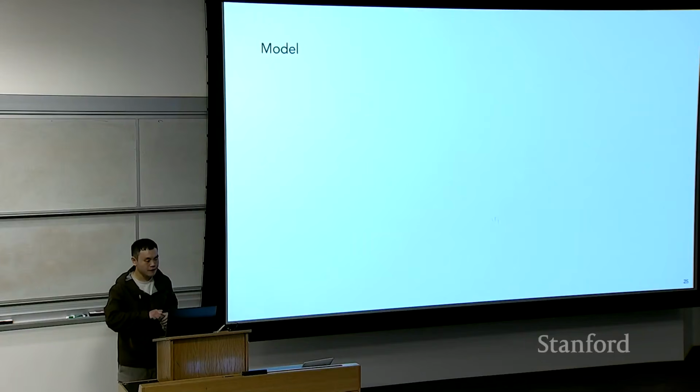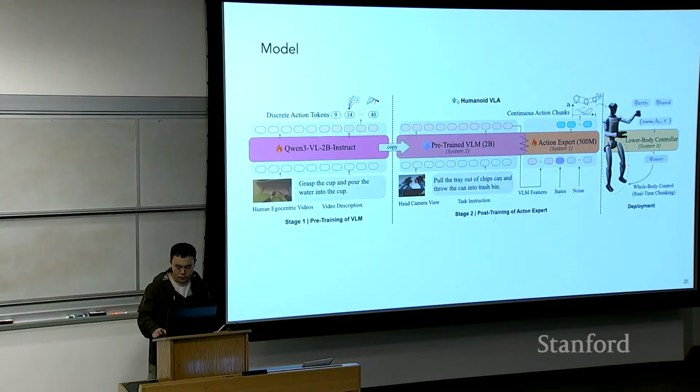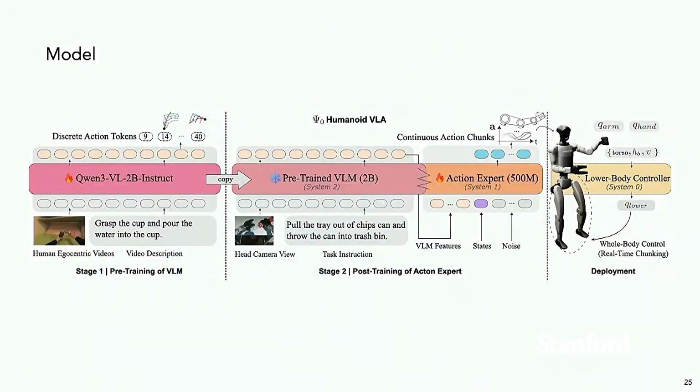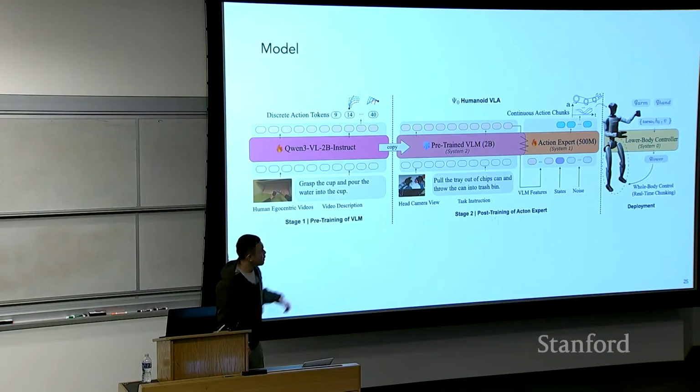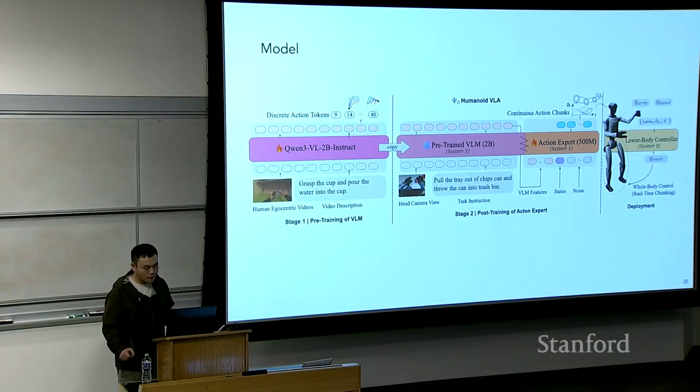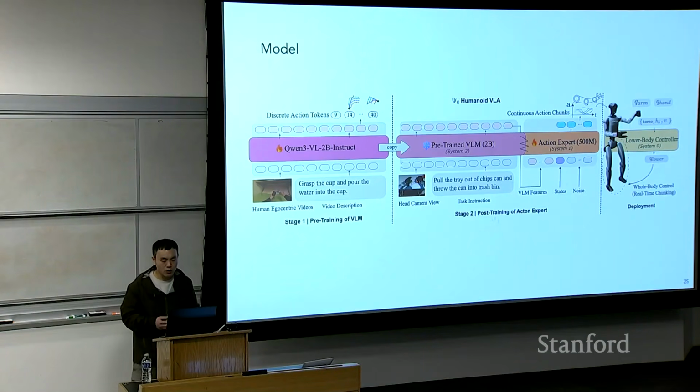So different from these existing VLA models, what we do is we try to build a multi-stage training that relies on human egocentric videos. So this is an overview of our pipeline. We pre-train, instead of using internet data, using human egocentric videos. So we pre-train a VLM using these egocentric videos, followed by a post-training of an action expert using in-domain collected teleoperation data. And finally, we deploy the learned model onto a real robot for whole-body loco-manipulation.